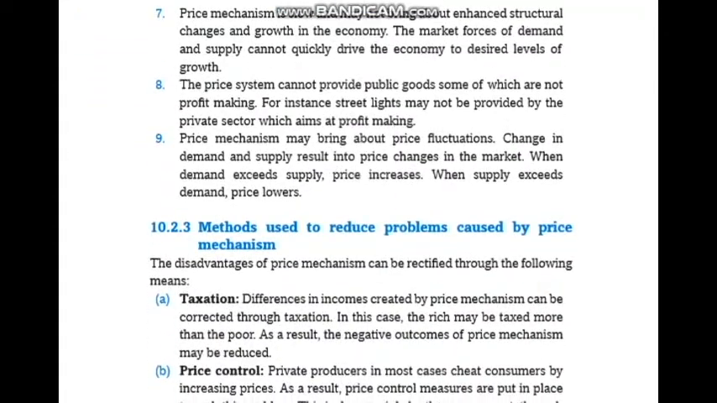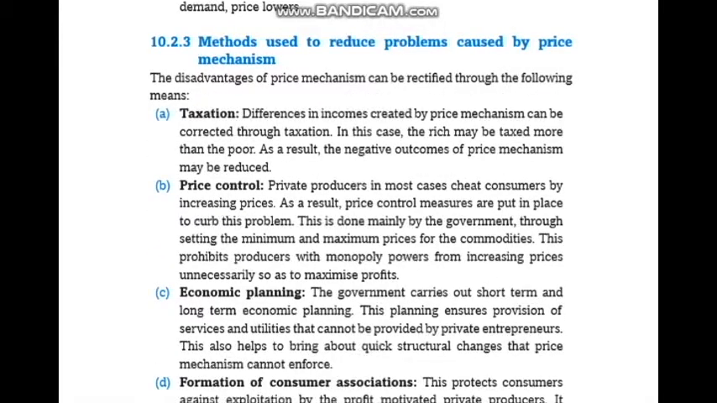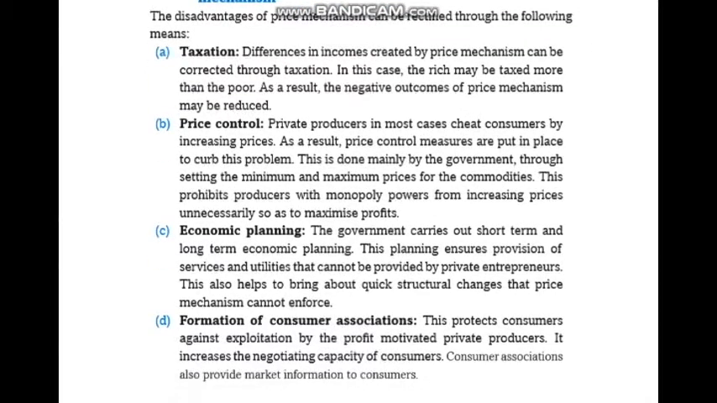Price mechanism is slow and may not bring about necessary structural changes and growth in the economy. Simple one. The price system cannot provide public goods, some of which are not profit making. Yes. Price mechanism may bring about fluctuations. Price fluctuation is the change in price, falling and rising in prices. So, methods used to reduce problems caused by price mechanism. We have to see how disadvantages of price mechanism can be rectified through the following means.